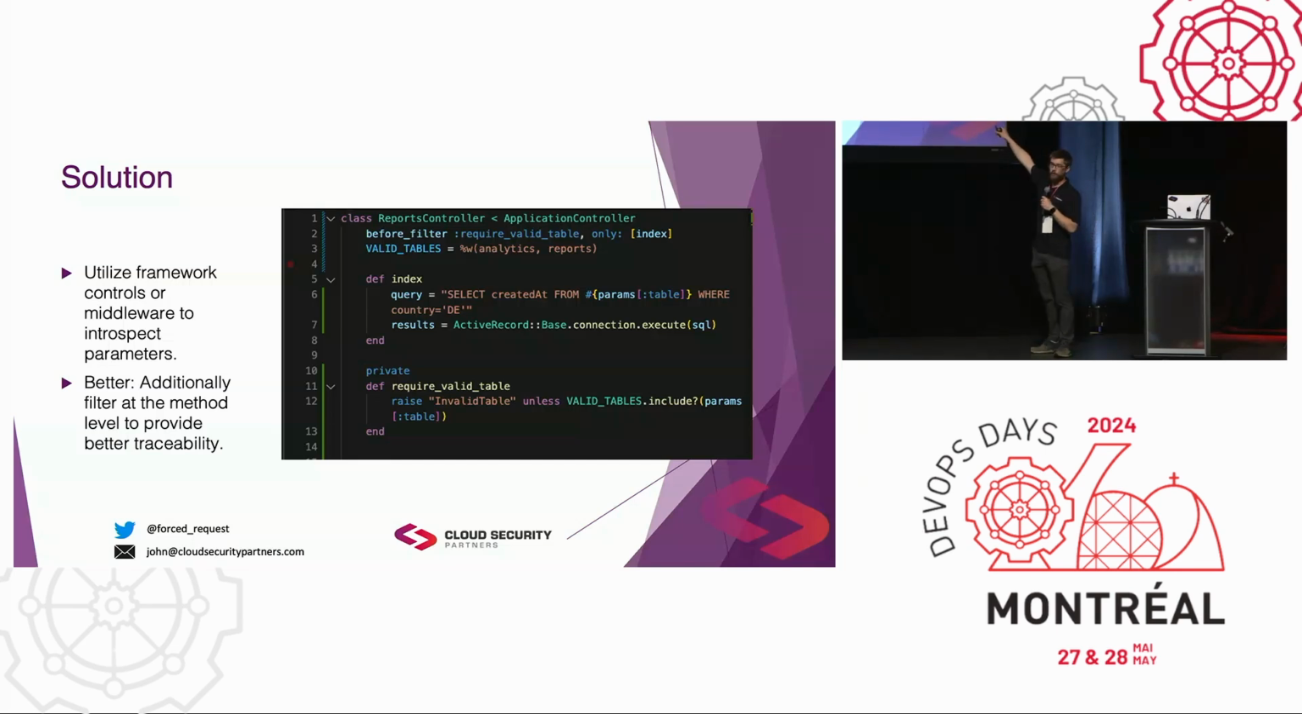And we're going to do that before index is ever even called, because that is a before filter. So require valid table is always going to run before that index function, which means by the time we get to line 6 and start executing that, we know that our data has been properly cleaned or sanitized, if you will. And then we're going to execute the query.